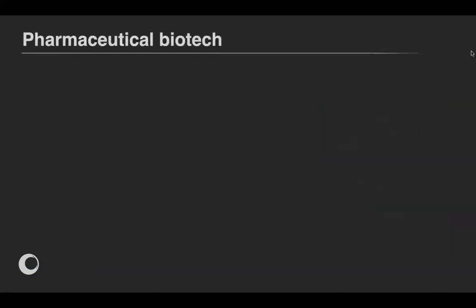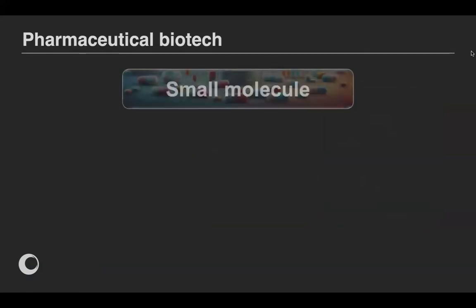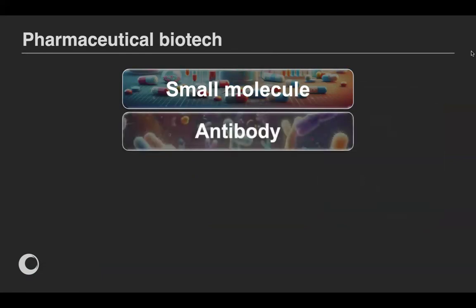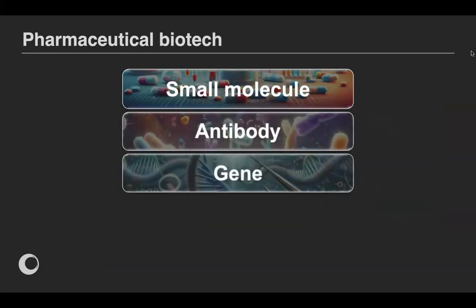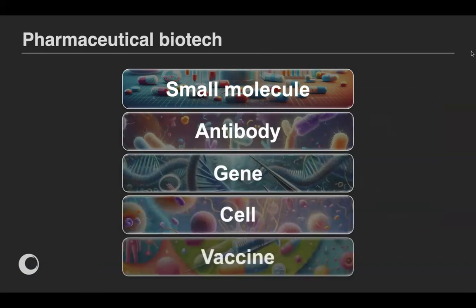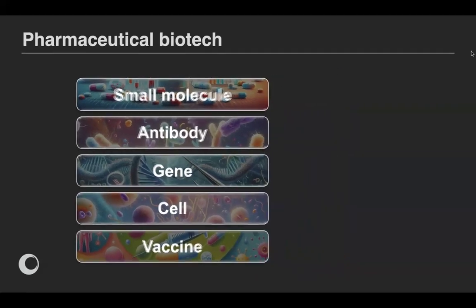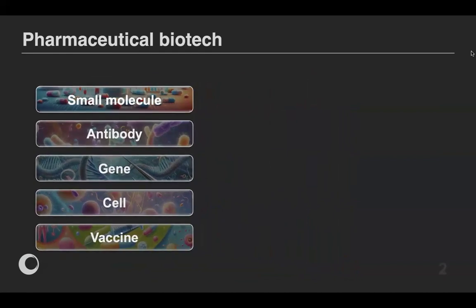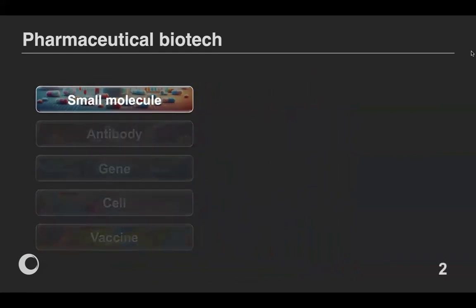Within the pharmaceutical biotech space, it can actually be divided into multiple subsections. The first is the one that people are most familiar with: small molecules. There are antibodies, gene therapies, cell therapies, and vaccines. There are a lot more than this. For example, there are things called recombinant proteins, but these are the ones I'm going to highlight today. And so the first one I'm going to do a deep dive into is small molecules.